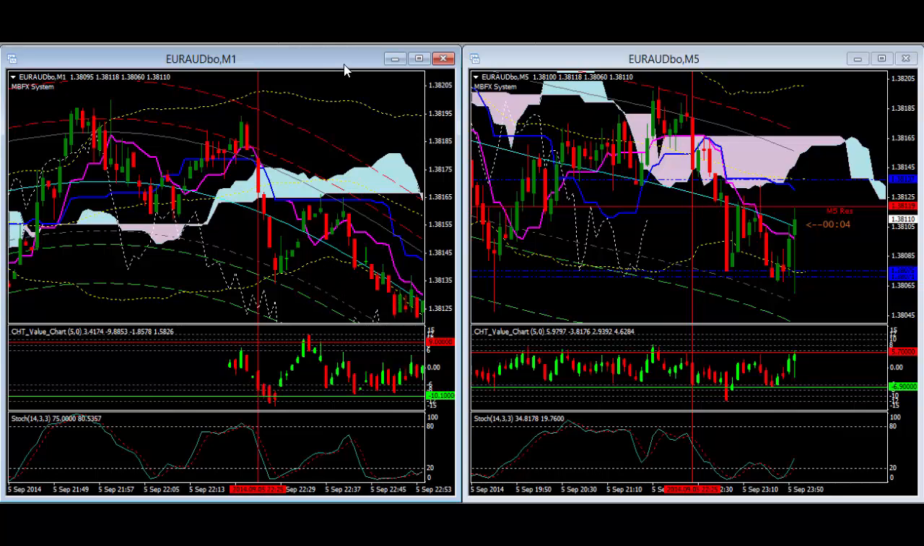The main component of my chart is Ichimoku. All the others are extra confirmation. What drives me to take a trade is Ichimoku. So let me show you something.